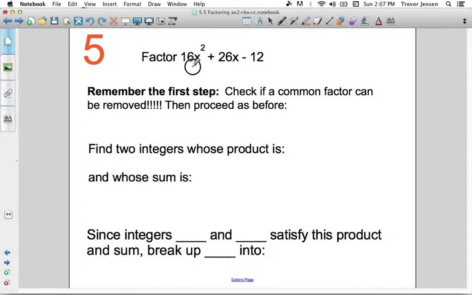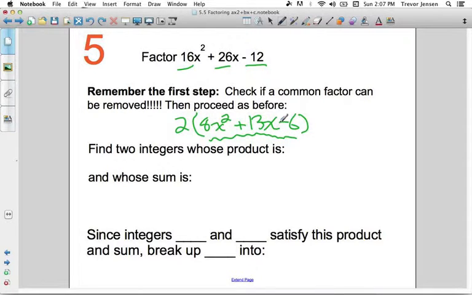So notice that all three of these terms are even numbers, 16, 26, and negative 12. So I know I can at the very least common factor out a 2. Common factor out a 2, divide each of the terms by 2. 16 divided by 2 is 8, so I have 8x squared. 26 divided by 2 is 13, so plus 13x, and negative 12 divided by 2 is negative 6. So now I've factored out a 2, I'm left with a quadratic inside the brackets that has smaller numbers, they'll be easier to work with.